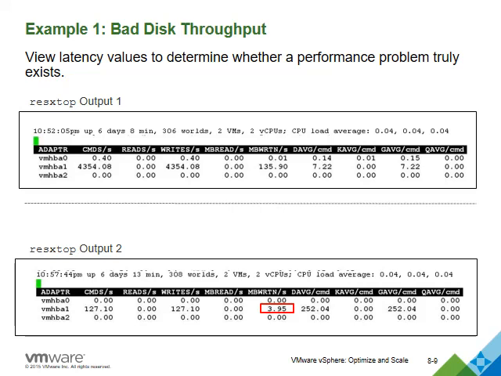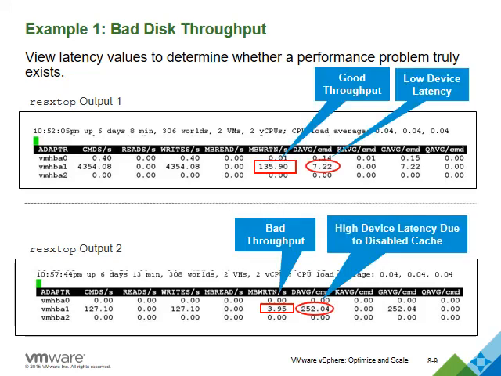Here are examples of bad disk throughput. Our megabytes written a second are 135, but our average command latency is 7.2, so we have low device latency. Output 2, bad throughput. We have our megabytes written a second at 3.95, but we have really high device latency due to the disabled cache.